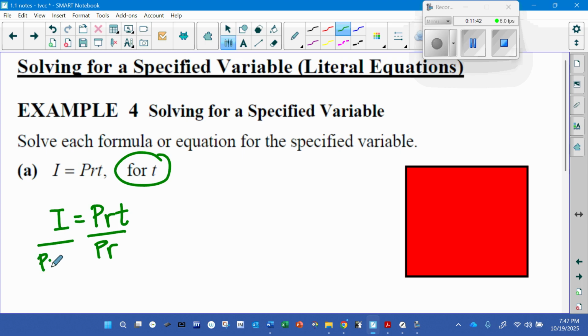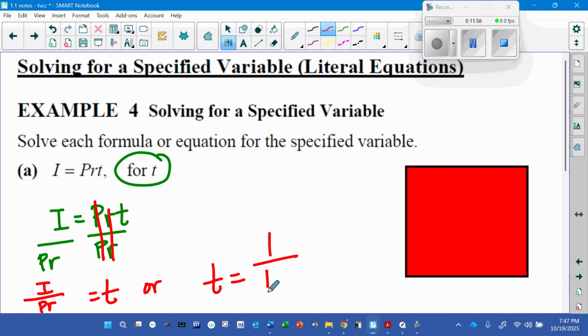So I'm going to divide by PR on both sides, because that will cancel out those two, leaving me with T. So on this side I have I divided by PR. Or you may want to write it as T equals I over PR. Either way works. This is customary to write it this way, but this is the same thing. And we're going to use this formula.